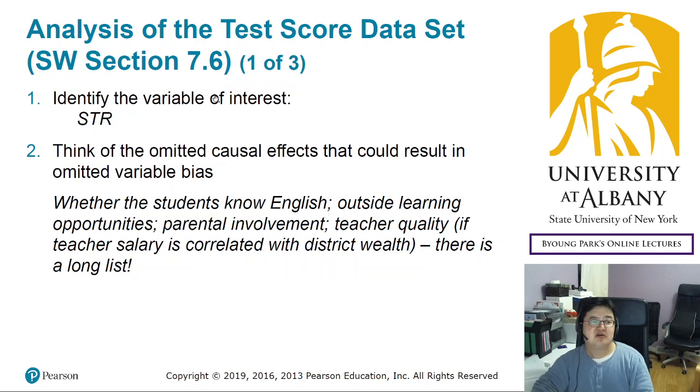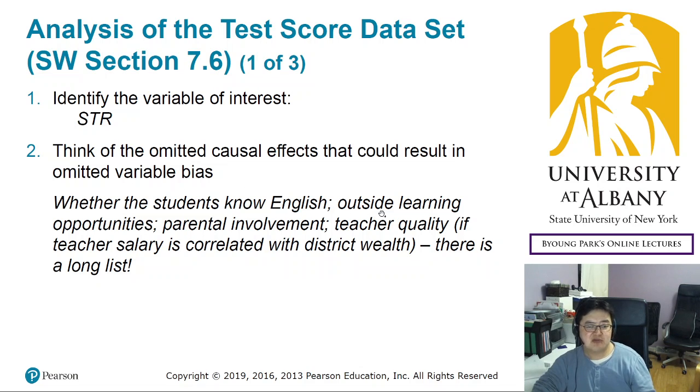Let's think about an application of these principles to the test score data. First, it is clear that our interest is in the student-to-teacher ratio. And then think about the omitted variables. For example, whether the students know English, outside learning opportunities, parental involvement, teacher quality, and there are more like district wealth and teacher salary, and a lot of things. If you can observe them, that's great. For example, whether the students know English or not was nicely captured by the percentage of English learners. I think that's a good variable.